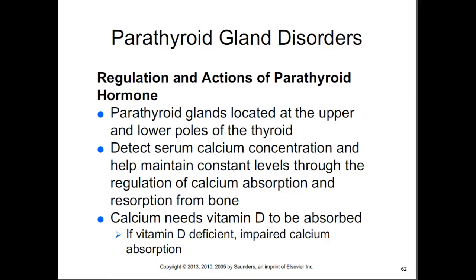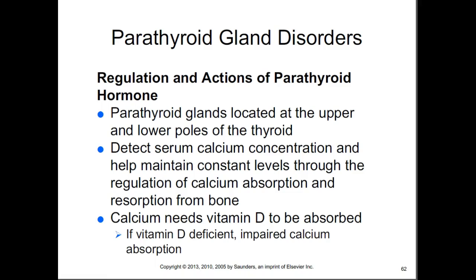So regulation and actions of parathyroid hormone. Parathyroid gland disorders, right? The parathyroid glands are located in the upper and lower poles of the thyroid gland on the posterior side. And remember that parathyroid hormone is going to reabsorb calcium, and so it helps maintain constant levels of calcium throughout the body by also inducing the production of calcitriol. That also promotes the absorption of calcium in the intestines, right? And if not, both parathyroid hormone and calcitriol can resorb it, can remove the calcium from the bone, right?